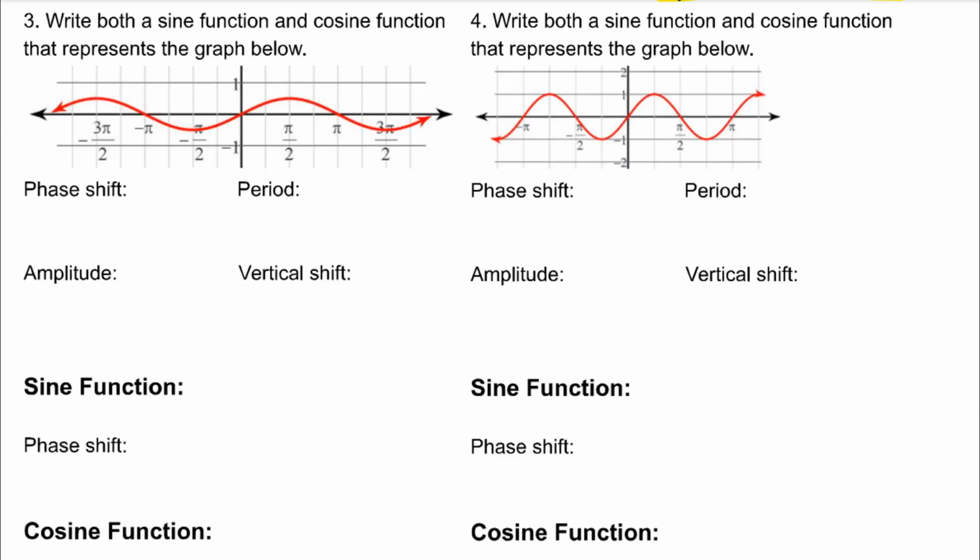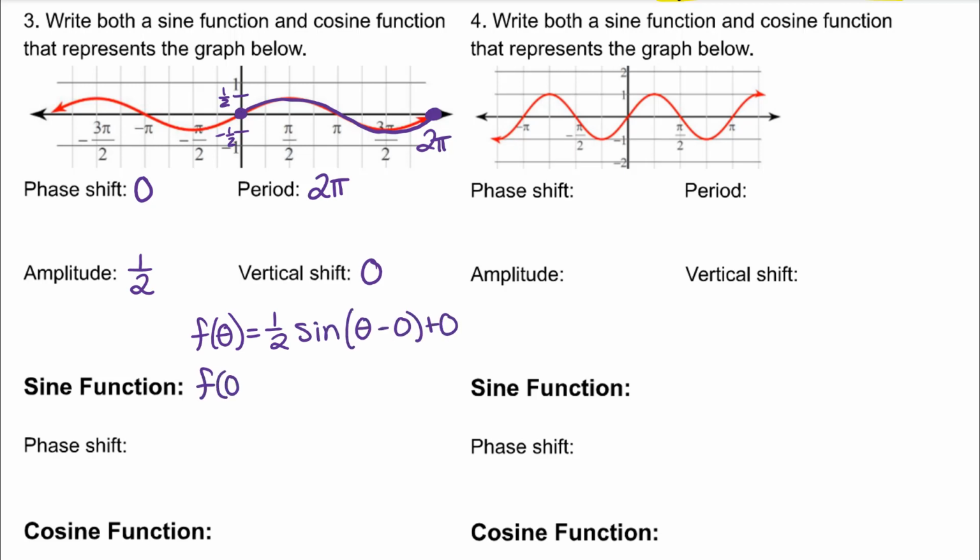For number 3, they want us to write a sine function and a cosine function that represents the graph below. I can see a period of sine starting at 0, so our phase shift is 0. Sine completes one cycle from 0 to 2 pi, so the period is 2 pi. There is a change in amplitude, which is 1/2, and there's no vertical shift. So for the sine function, we have f of theta equals 1/2 sine of theta. Simply the parent graph of sine with a new amplitude.